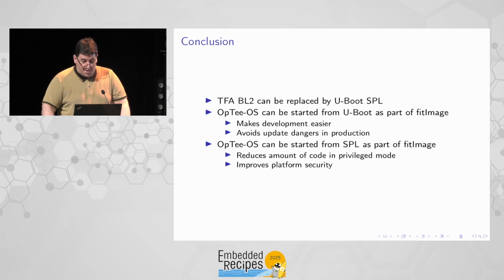So to wrap it up, TFA BL2 can be replaced by SPL. This gives you automatically the Falcon boot support, and also it's not so difficult. OP-TEE OS can be started from U-Boot. It makes it easier for you to experiment with OP-TEE OS. If you are doing OP-TEE OS development, you can start it from U-Boot, maybe via TFTP, which makes it easier, and also avoids any dangers of ABI incompatibility between the Linux kernel and the OP-TEE OS bootloader blob.